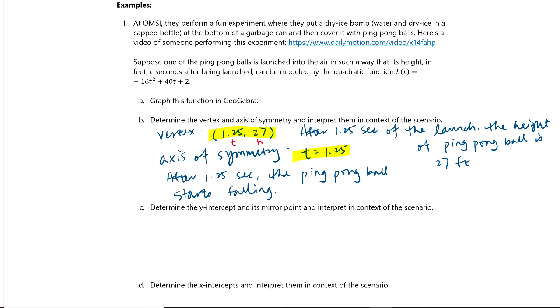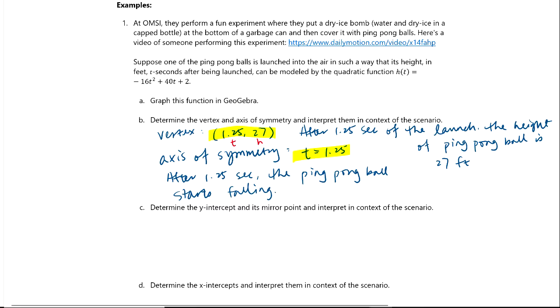And now if we want to determine what we have for the next part, the y-intercept and its mirror point, we can again use the technology we have, but we also know that if we want to find the y-intercept, we can still use a tool of plugging 0 into the independent variable t. So we can check our answer algebraically and then use GeoGebra to compare what we have done algebraically versus using technology.